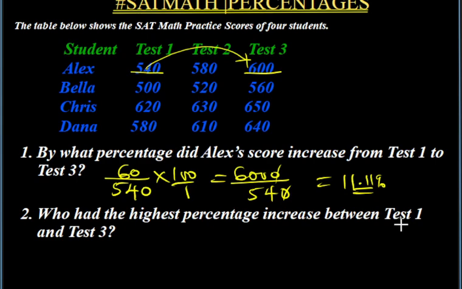Then question 2 says, who had the highest percentage increase between tests 1 and 3? In this case, we need to find the percentage increase for all their scores, then we compare the values. This will allow us to get the person with the highest test score increase. Let's start with Alex. We already calculated for Alex, which is the first one. So Alex is 11.11%.